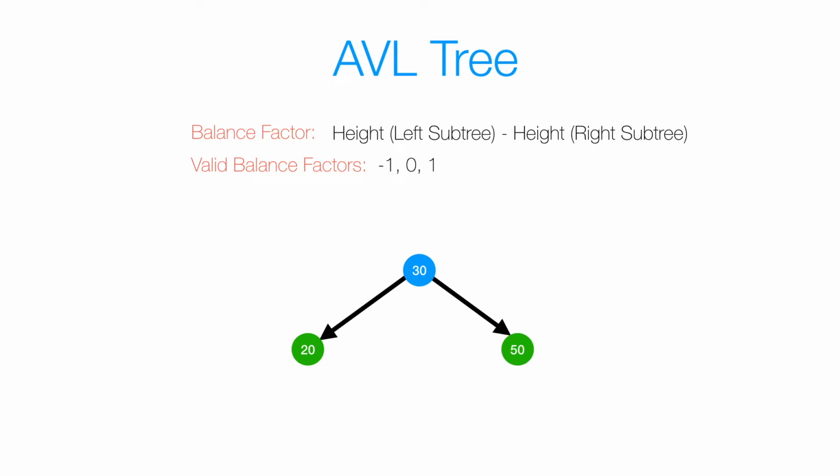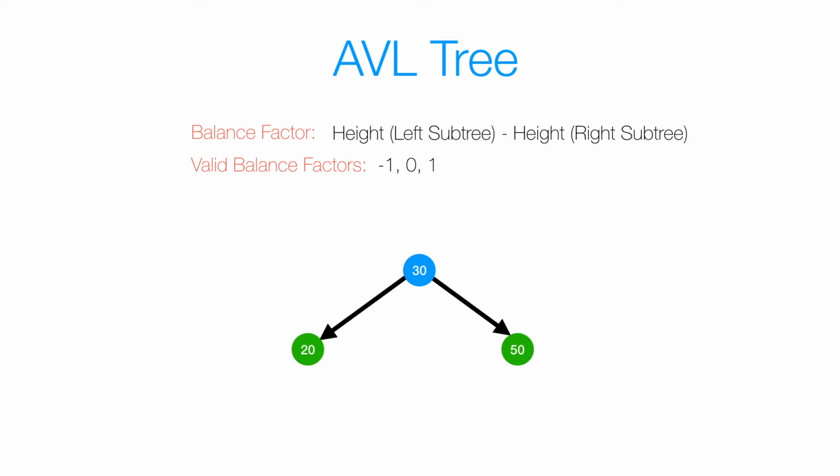Now there are 3 valid balance factors: -1, 0, and 1. -1 means that the right subtree is higher by 1 than the left subtree. 0 means that the left subtree and right subtree are balanced, or they have equal heights. 1 means that the left subtree is 1 higher than the right subtree. Now, any deviation from these balance factors means that the tree is not a valid AVL tree. So any value greater than or equal to 2, or any value less than or equal to -2, means that we have an imbalance and this tree is not valid.